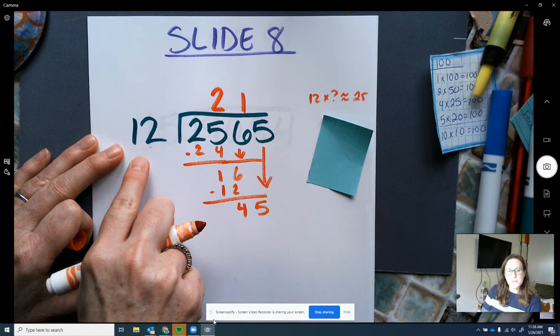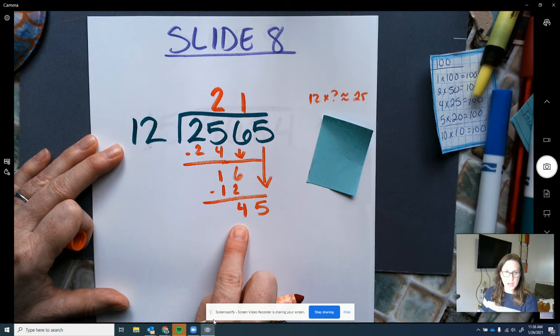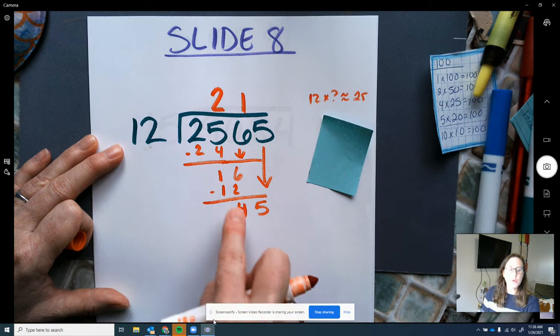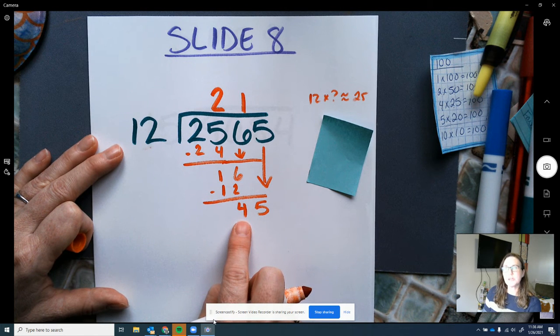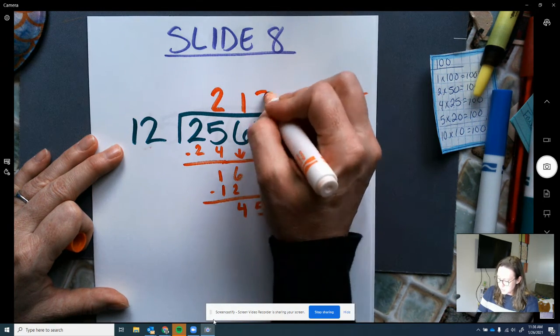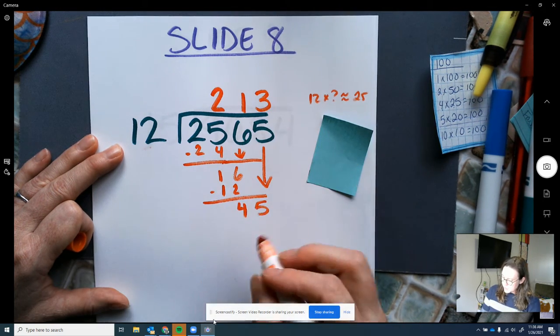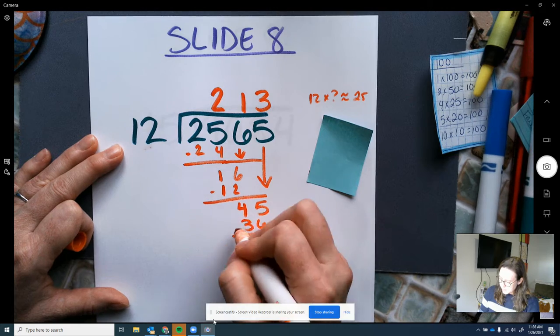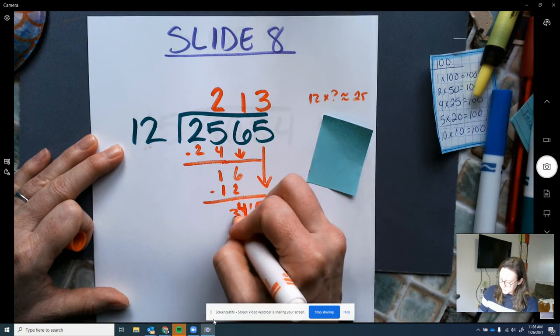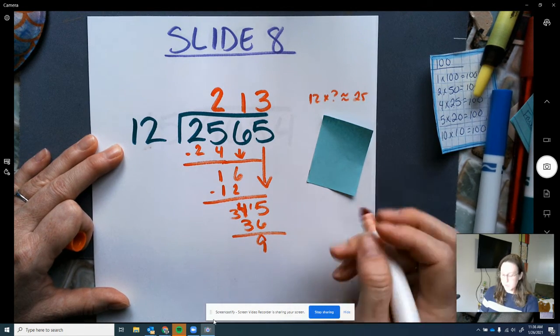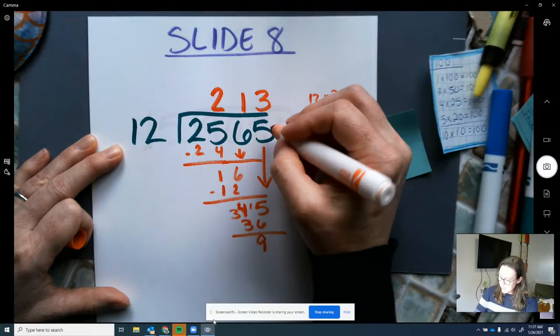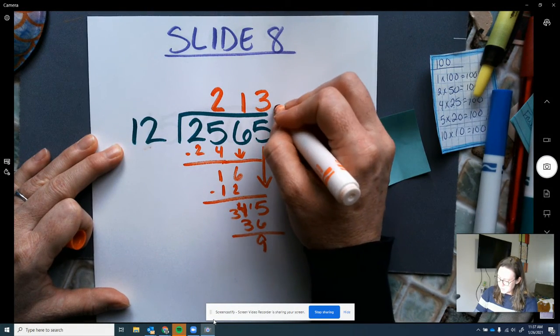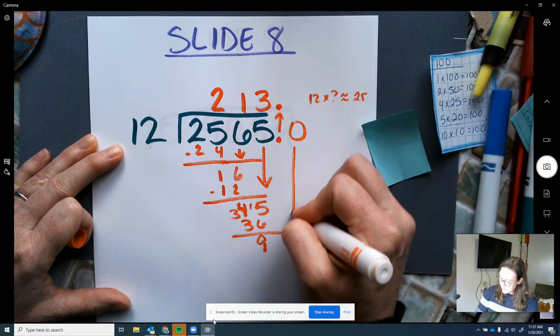How many times does 12 go into 45? Well, 12 times 3 is 36, and 12 times 4 is 48. So 12 times 4 goes over. I have to go with the 3. 12 times 3 is 36. I am going to have to borrow. I've got 9 left over. Now I have to put my decimal in and bring down a 0.